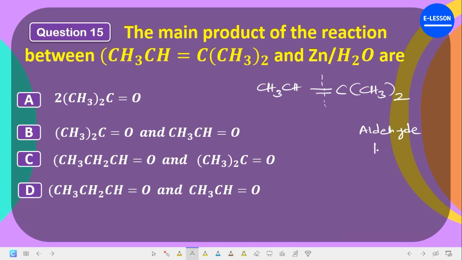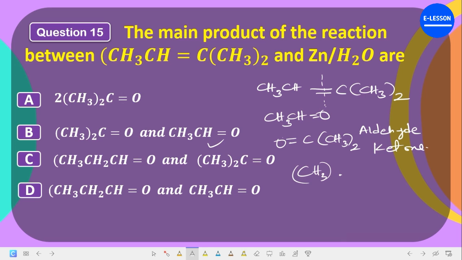or a ketone. So when this reacts, one way I like to look at this is to divide it into two. So you have CH3CH double bond, then the other one is double bond C(CH3)2, and you then add oxygen to each end of this double bond. So this will give you CH3CH double bond O and (CH3)2C double bond O. So the correct answer is CH3CH=O and (CH3)2C=O, and that is option B.